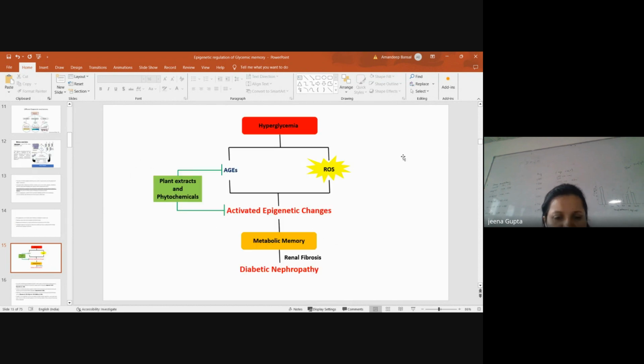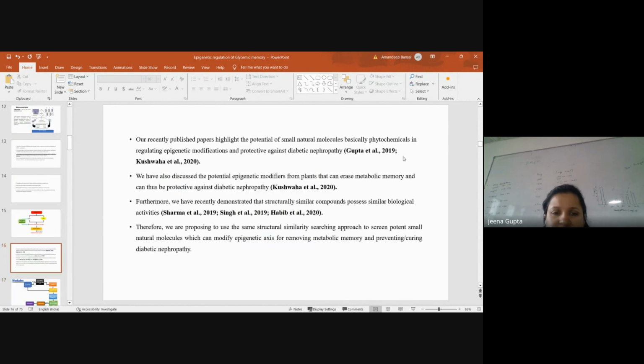So an attempt is required to screen novel, safer, and more efficacious drugs by addressing both nutritional requirement and epigenetic modification. So what is our hypothesis? We say that plant extracts or phytochemicals possess the ability to reduce oxidative stress, to reduce the generation of advanced glycation end products, and they can also regulate epigenetic modification and reverse the metabolic memory, and thus diabetic associated complications like diabetic nephropathy.